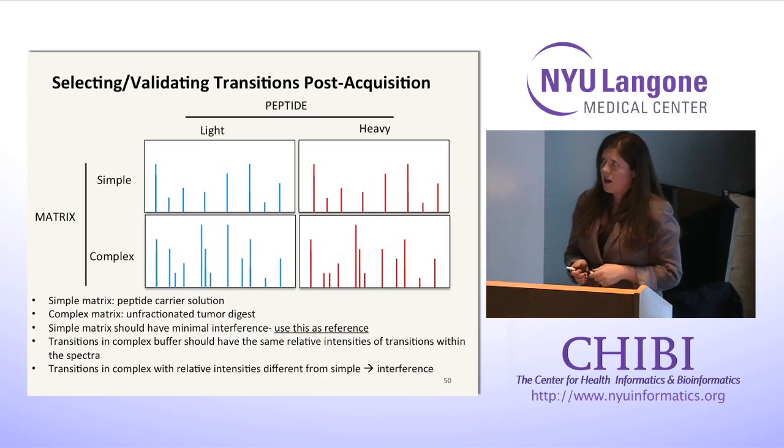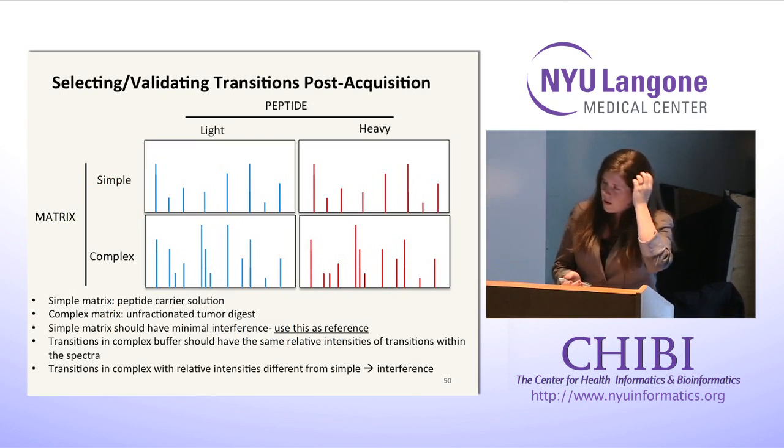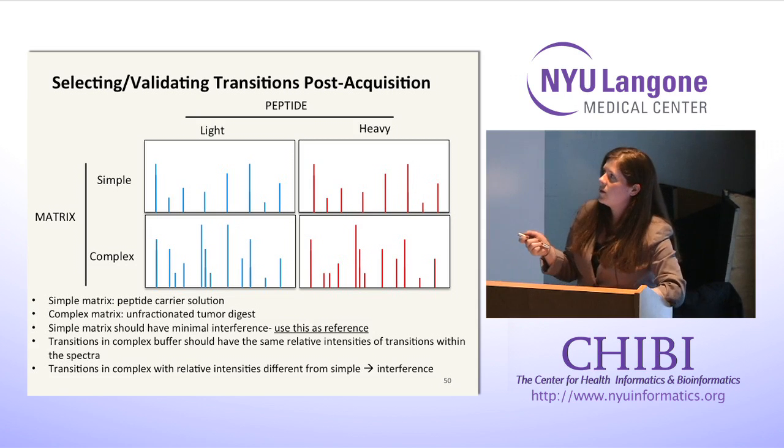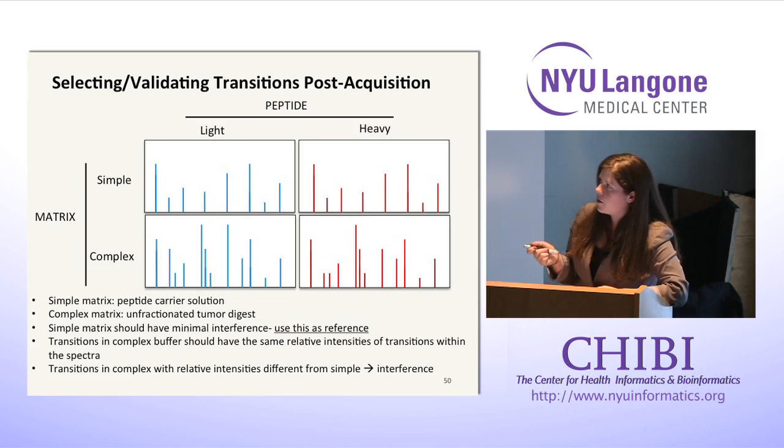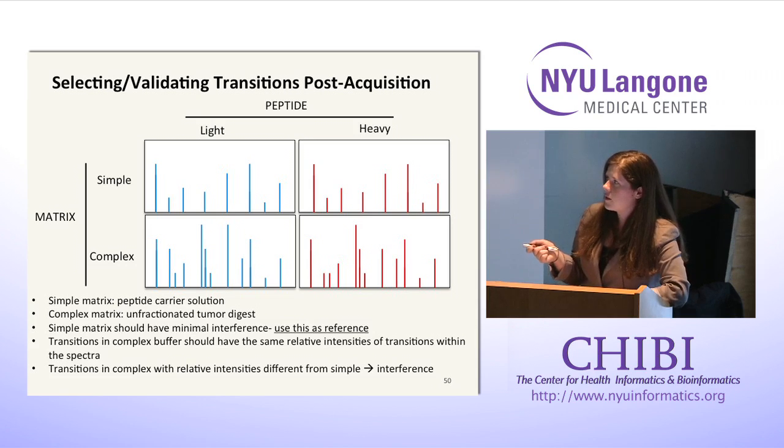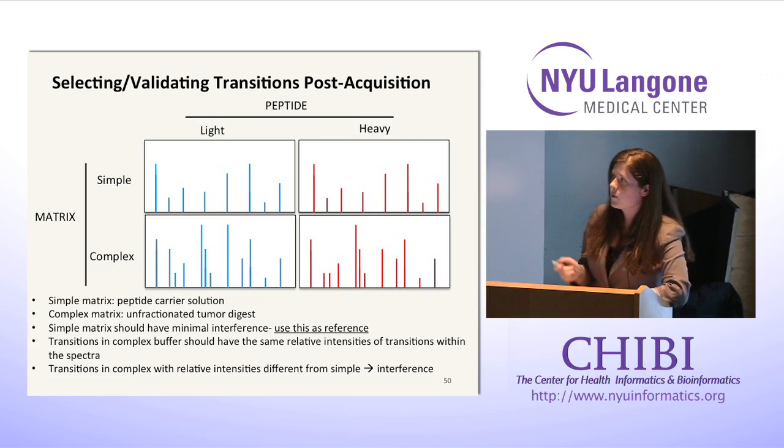So the way that the lab at WashU has been doing their PRM is they do all of the light and the heavy peptide in both simple and complex matrix. The simple matrix is a peptide carrier solution, and the complex matrix is an unfractionated tumor digest. So it's a really, really complex solution. And the idea is that the simple matrix should have minimal interference, and we use this as a reference.